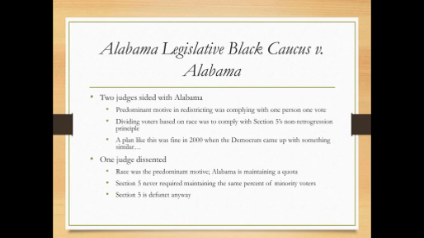So there was a 3-judge panel that decided the case before the Supreme Court got it. And 2 judges, both Republican appointees, sided with Alabama. They said the primary motive in redistricting wasn't race. It was complying with one person, one vote, hence that only 2% deviation. And dividing up votes on the basis of race made sense in this context because Section 5 said no retrogression. Essentially, you can't make voting harder for minorities.